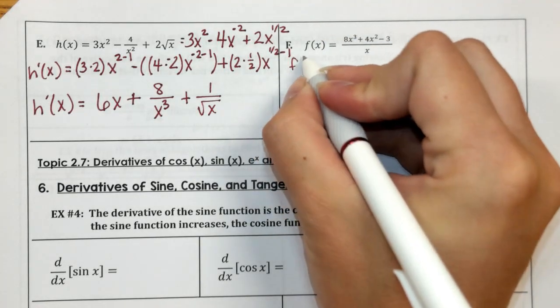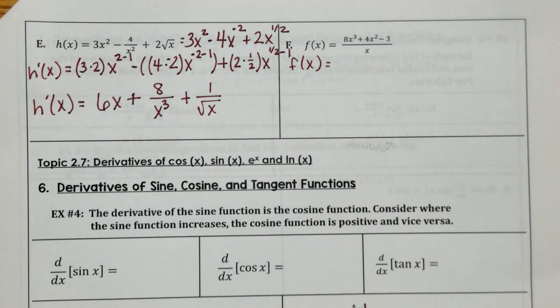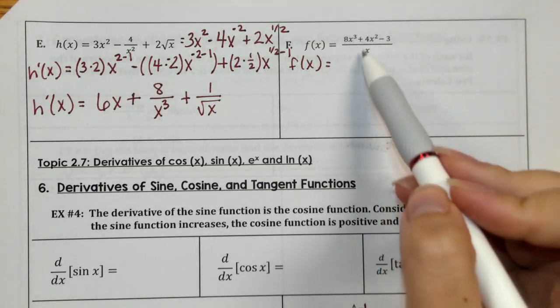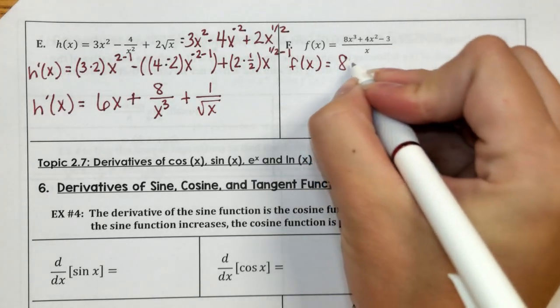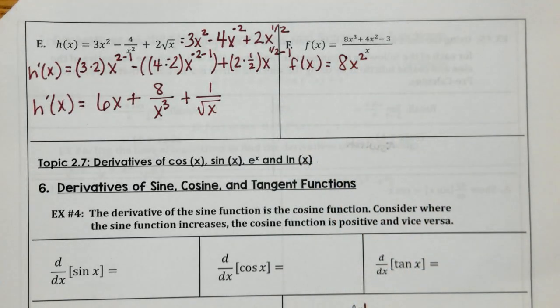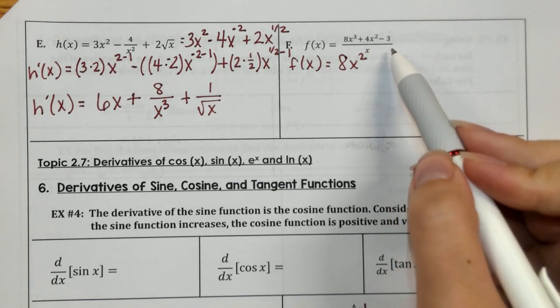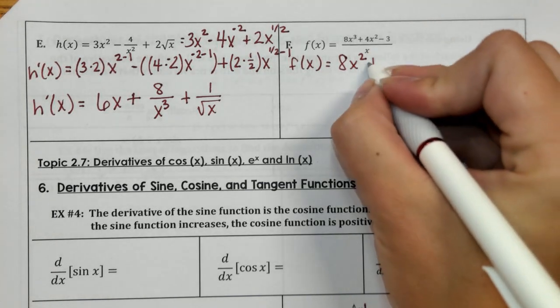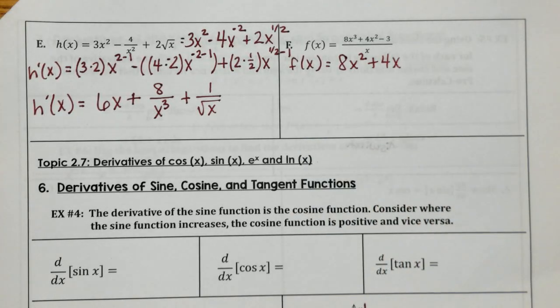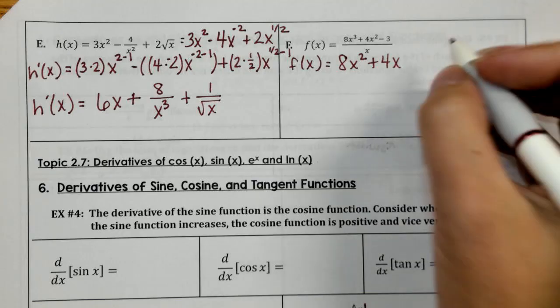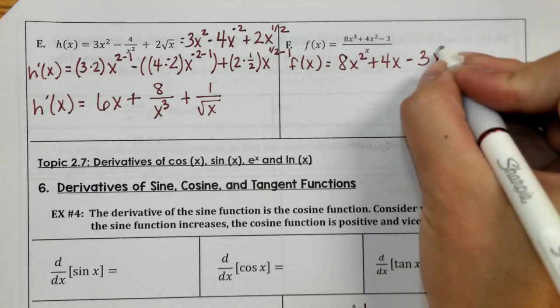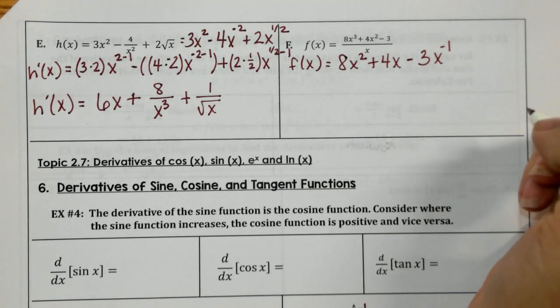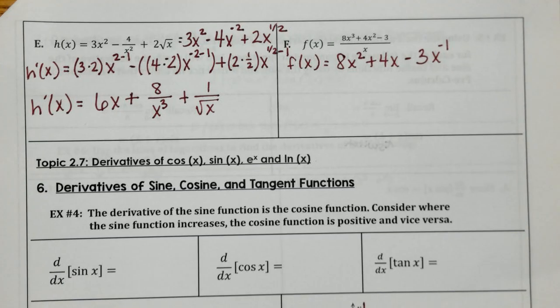Let's rewrite this one. I'm just going to make it clean so we don't run out of room. I'm going to go ahead and divide x into all of these. So 8x cubed divided by x is what? 8x squared. 4x squared divided by x is? 4x. Okay. And then I have negative 3 divided by x. Negative 3 over x, or we could write this x to the negative 1.